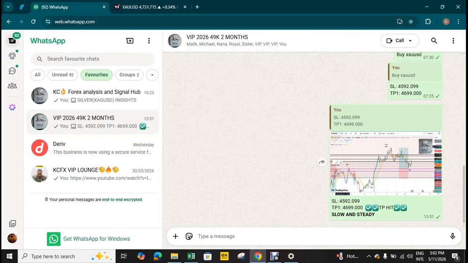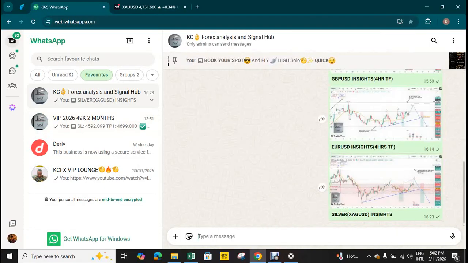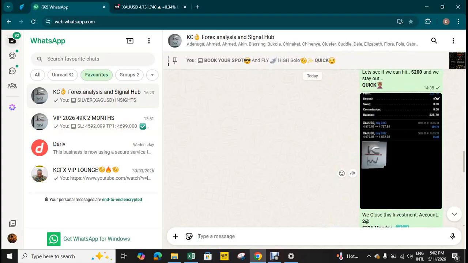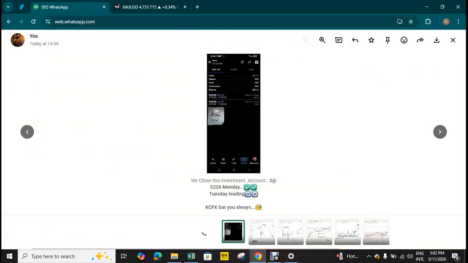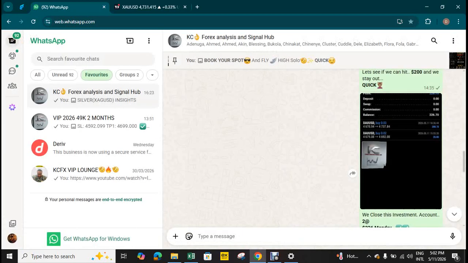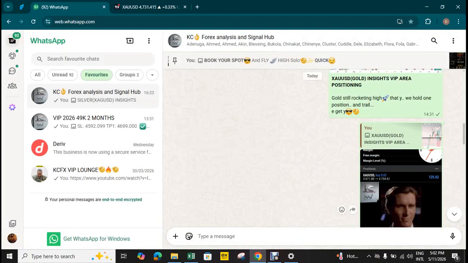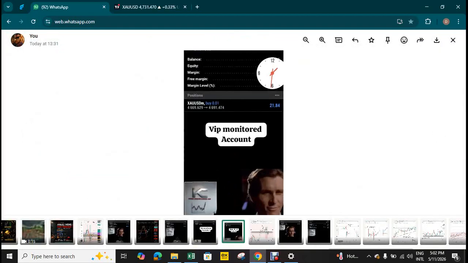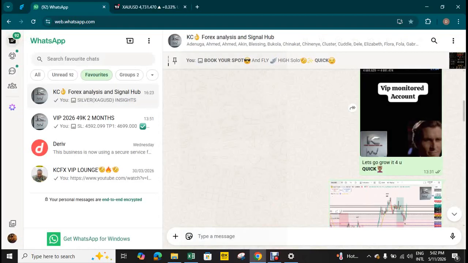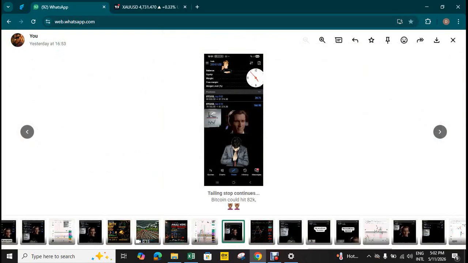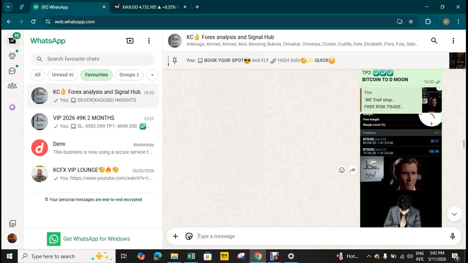So let me quickly check. These are our winnings from the VIP area. These are winnings. It was cool. All these are investment accounts. These are my VIP members' monitor accounts. This is what they made. And I have other accounts. All these are VIP accounts and they all did good.